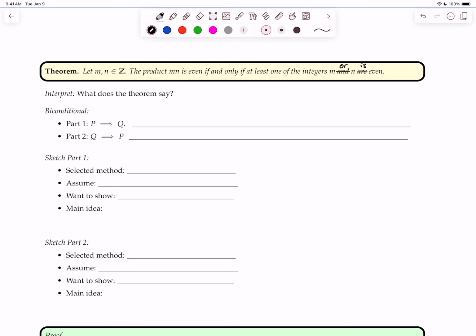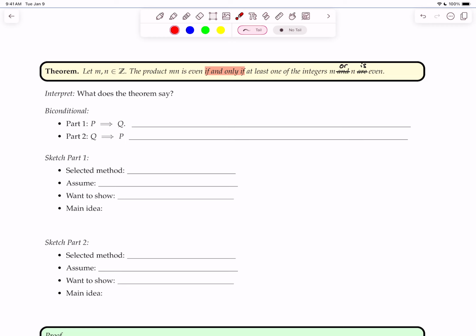So the next result is a little different. We've got: let m and n be in Z, so let them be integers. The product of m and n, so m times n, is even if and only if, okay, that's important. So we've got a biconditional going on. Let me highlight that. Sometimes it can be nice to highlight the important bits of a theorem to illustrate what pieces you are working with. If and only if at least one of the integers, m or n, is even. I think the original wording is a little confusing to my brain, so I replaced it.